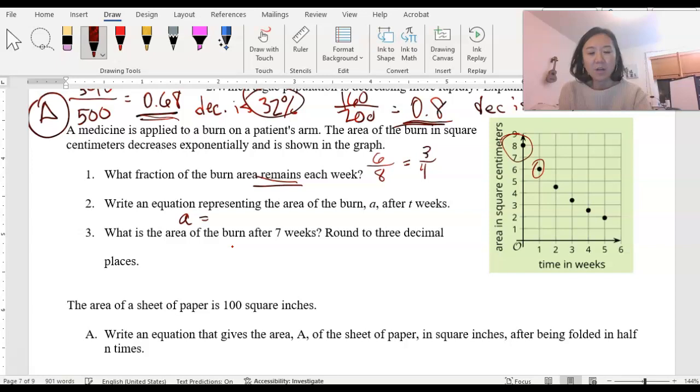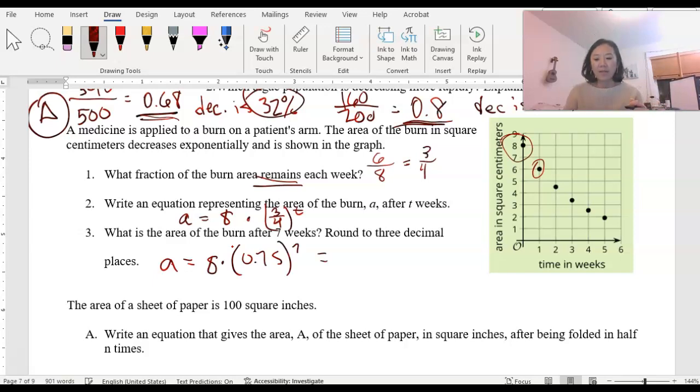So A equals our starting amount, 8, times 3/4, or you could write that as 0.75, to the power of t. After 7 weeks, we would have A equals 8 times 0.75, or 3/4, to the 7th power. You can use your calculator to calculate, and that's what I'm going to do as well. 0.75 to the 7th power. Remember, the exponent part has to be done first. Times 8 is going to give us 1.0678. So 1.068, because we're going to round to 3 decimal places. And that would be centimeters squared or square centimeters.